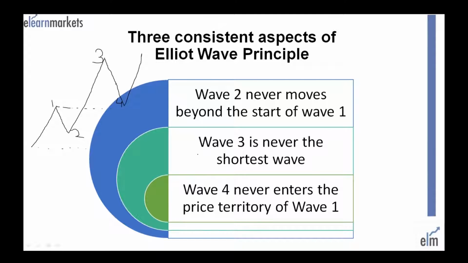So these are the 3 golden rules or the 3 founding stones of the Elliott Wave Principle. If you are an enthusiast in the field of Elliott Wave, or if you are interested to pursue this, then these three rules should be on your fingertips, on the tip of your tongue at any point of time.